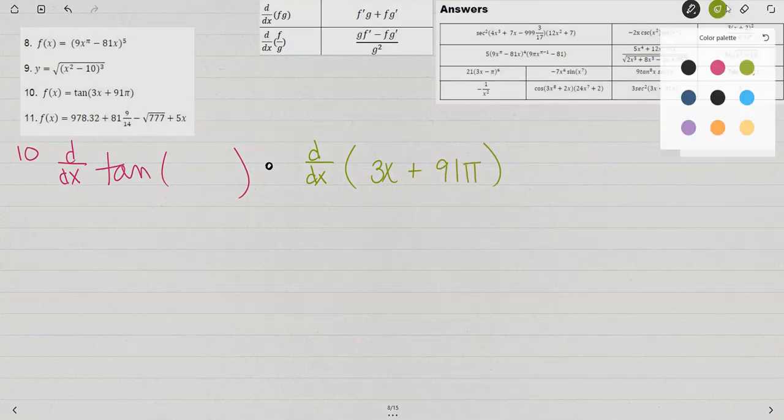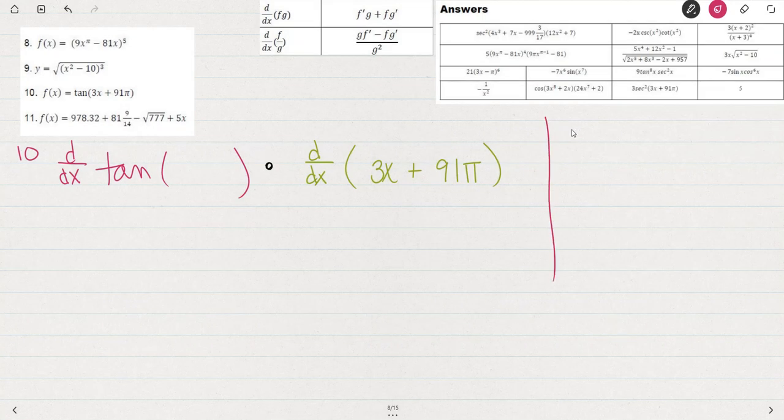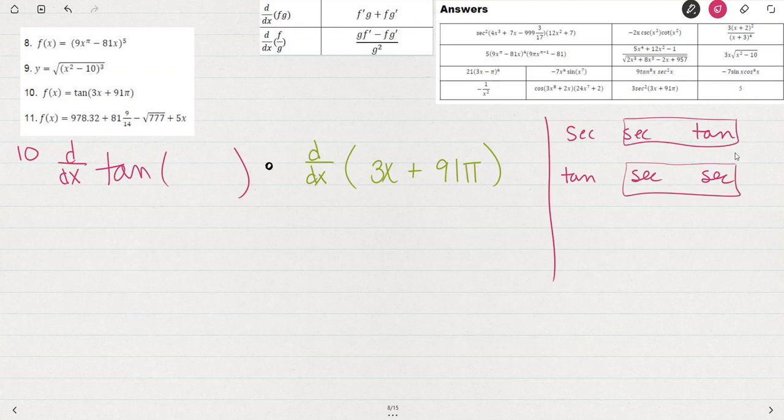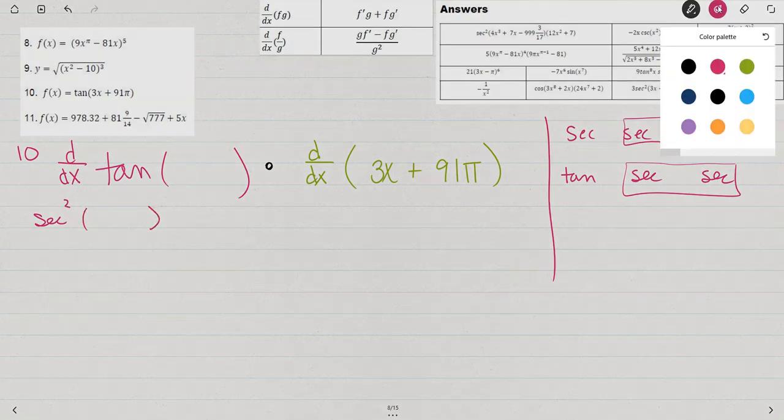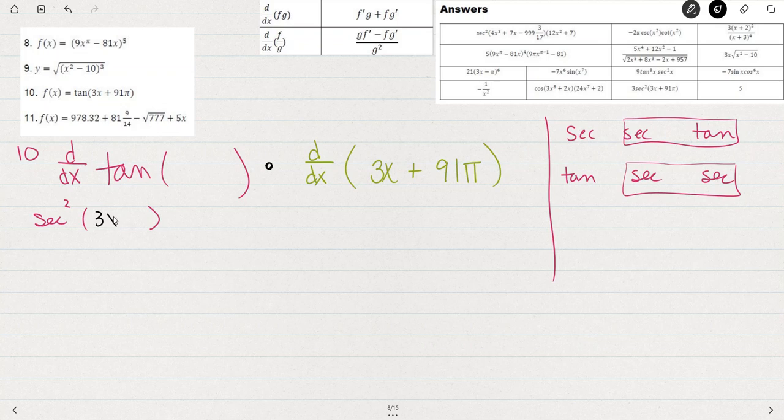The derivative of tangent. I hope you have those memorized. Did you think of it this way? Secant, if I think secant, secant, tangent, and then go backwards from that, tangent, secant, secant. The derivative of secant is secant tangent. The derivative of tangent is secant secant, or secant squared. So the derivative of this tangent is going to be secant squared of what? That's this 3x plus 91 pi.